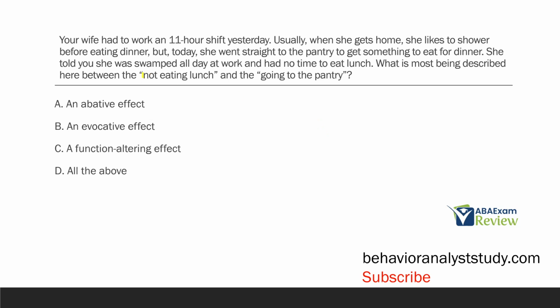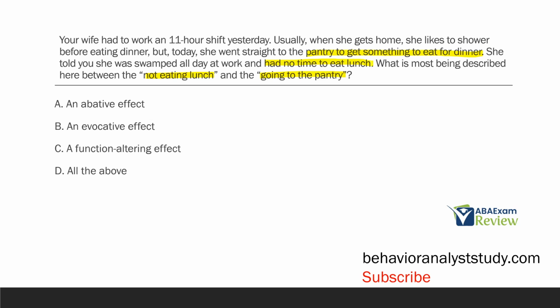So we're looking at not eating lunch and its effect on going to the pantry. So what do we know so far? Well, we know the wife, long shift, typically she gets home, she showers, she eats. Today, her behavior changed. She instead went straight to the pantry to eat something. How can we explain this change in behavior? Well, she worked hard all day and could not eat lunch. And so you could explain it by saying she was deprived of her lunch, which did what?